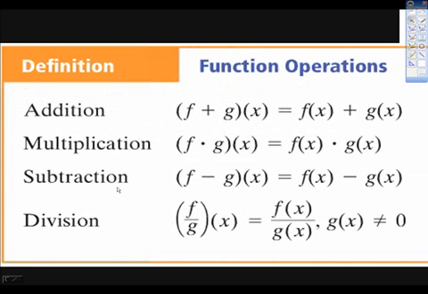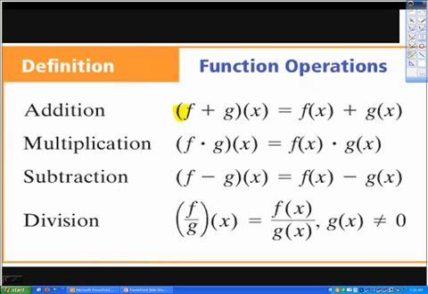These are properties, or definitions actually, of function operations. This is pretty much about notation. f plus g of x is the same as f of x plus g of x. f times g of x is the same as f of x times g of x. f minus g of x is f of x minus g of x, and f divided by g of x is the same as f of x divided by g of x, provided that g is not 0. Can't divide by 0.